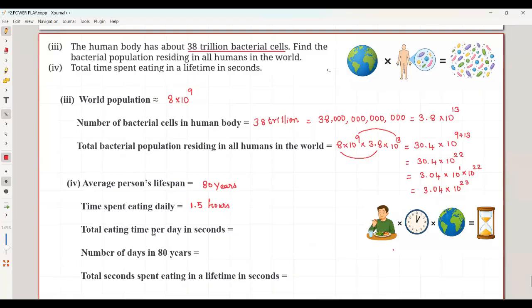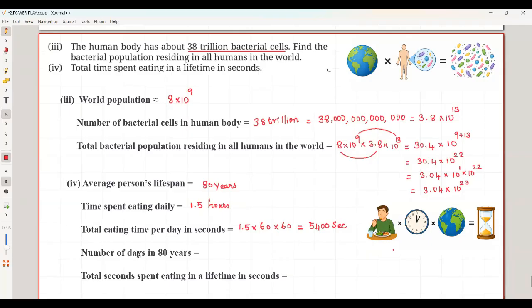So now, total eating time per day in seconds. This is in hours, so we have to convert hours into seconds. How will you convert hours into seconds? 1.5 into 1 hour is equal to 60 minutes, and 60 minutes, each minute is 60 seconds. So 1.5 into 60 into 60 is 5,400. So 5,400 seconds per day. For each day we are spending 5,400 seconds for eating.